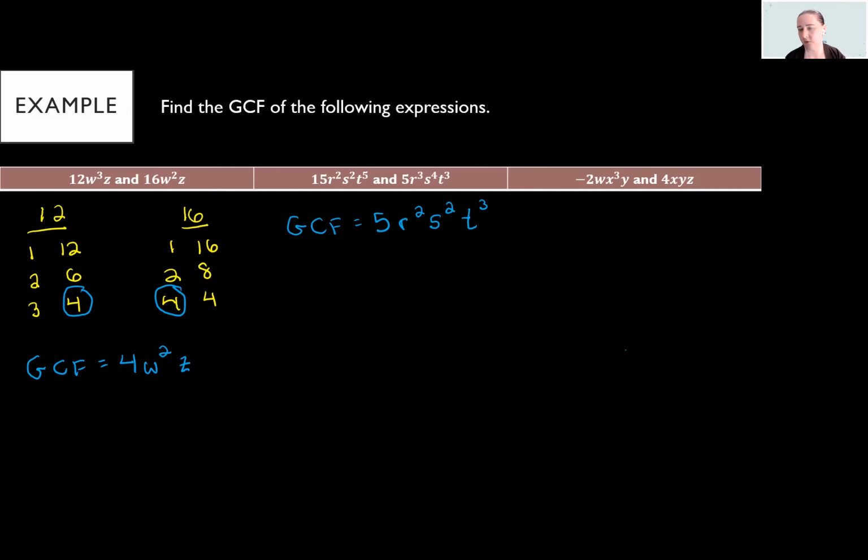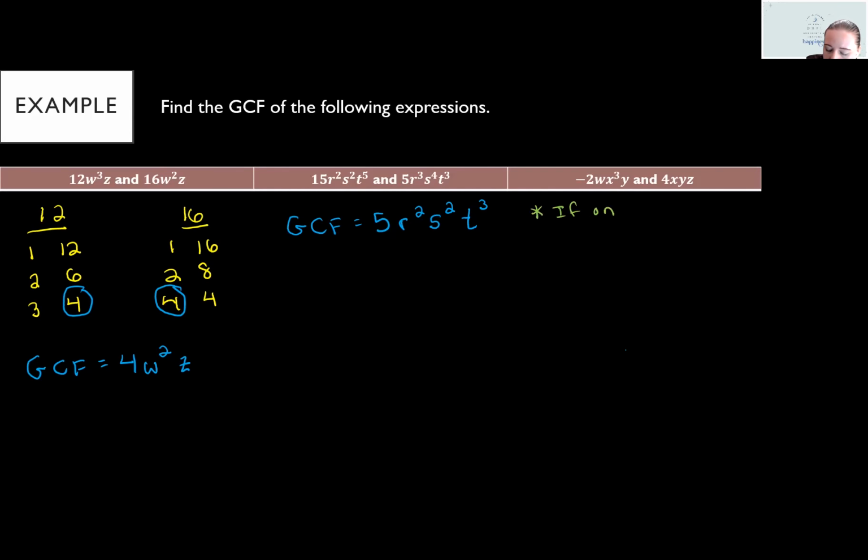Now the third example here, we've got a negative. So we've got a negative 2W x cubed y, and then a 4xyz. If one of the numbers is negative, we usually have a negative in our greatest common factor. And this is because it makes it easier for us when we actually do factoring. So I'm going to just kind of make that rule here.